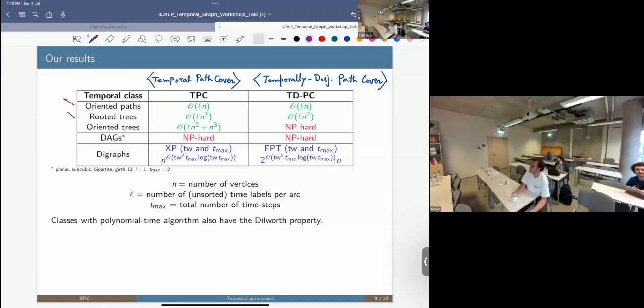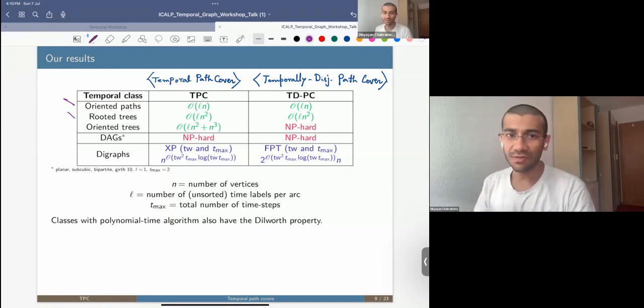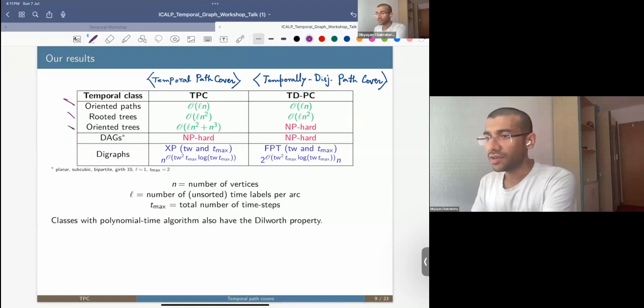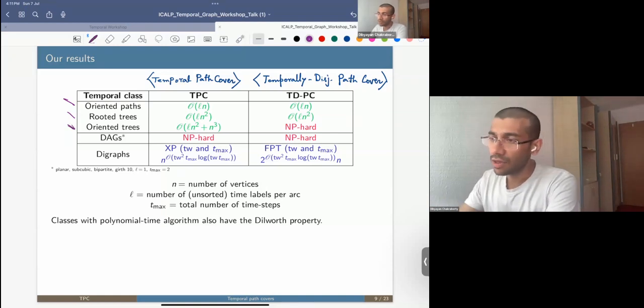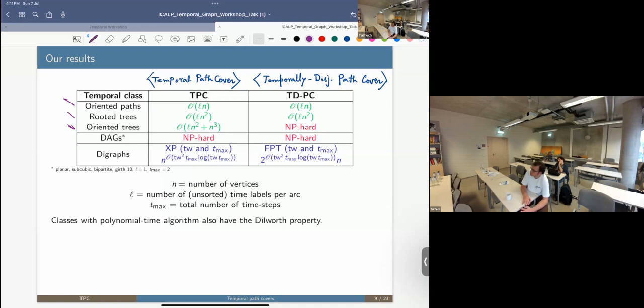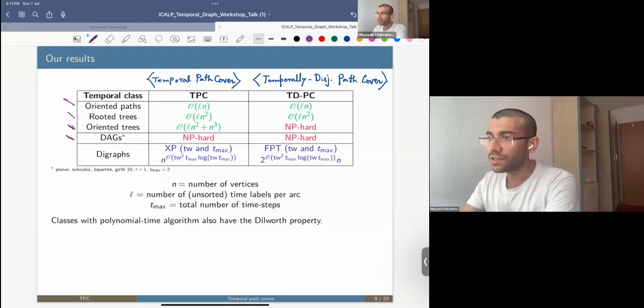Sorry. Okay. No worries. So what I was saying is that if you have oriented paths or rooted trees, these two problems are polynomial time solvable. But for oriented trees, the temporal path cover is polynomial time solvable, but the temporally disjoint path cover becomes NP-hard. And for general directed acyclic graphs, both these problems become hard, but we have some FPT or XP results.